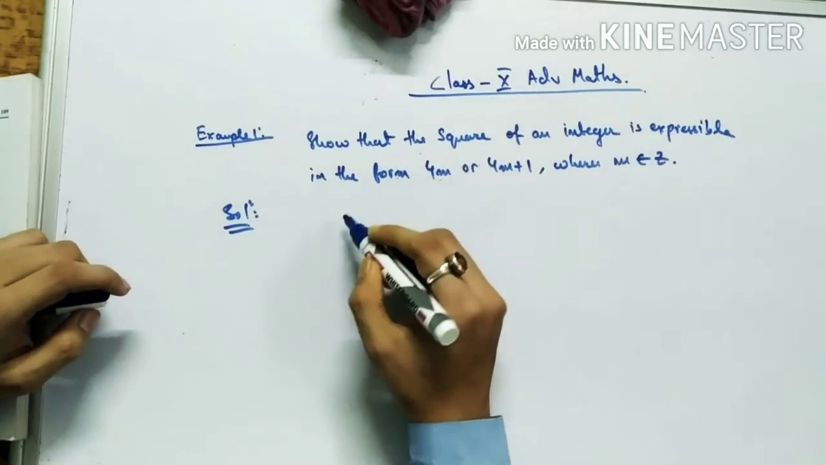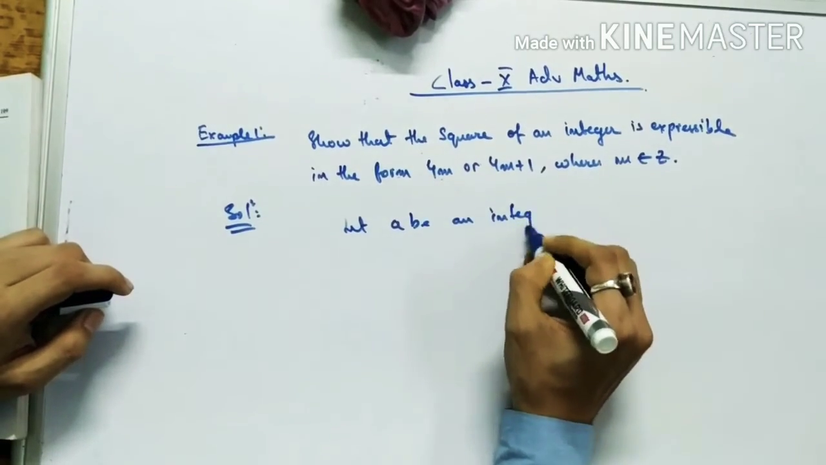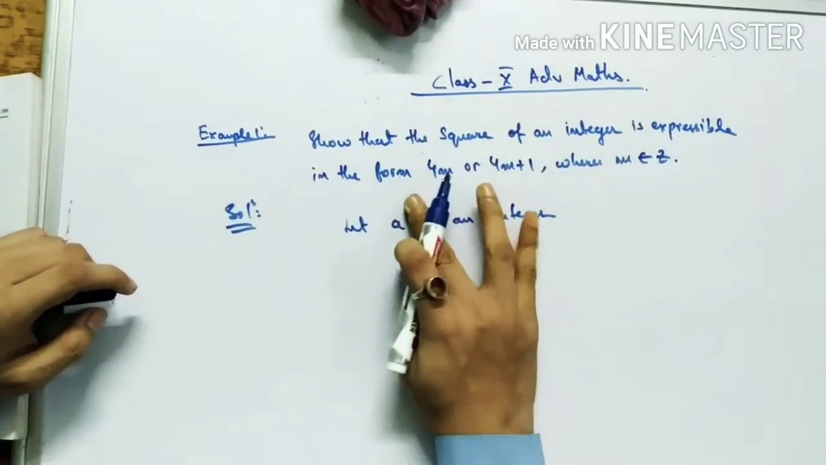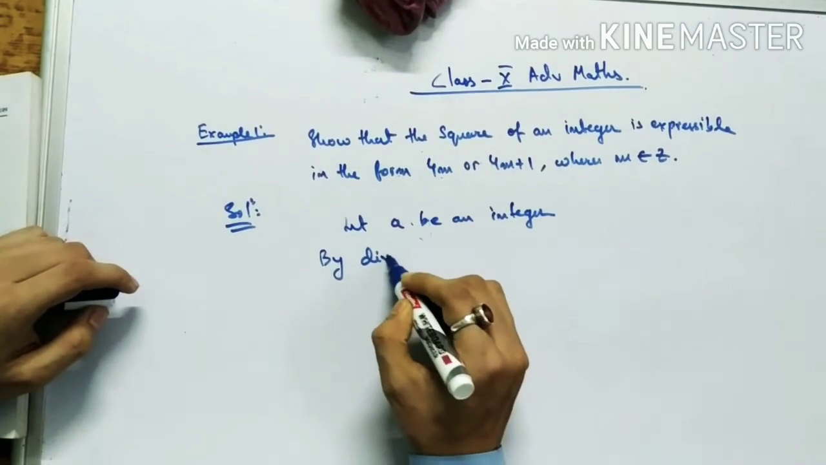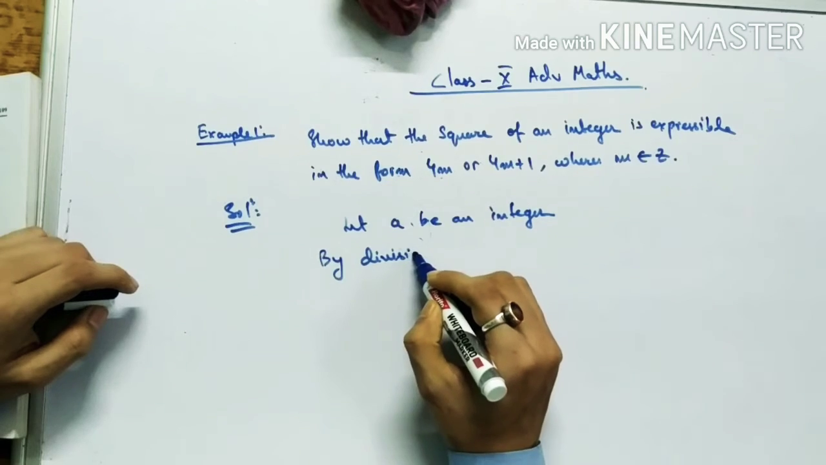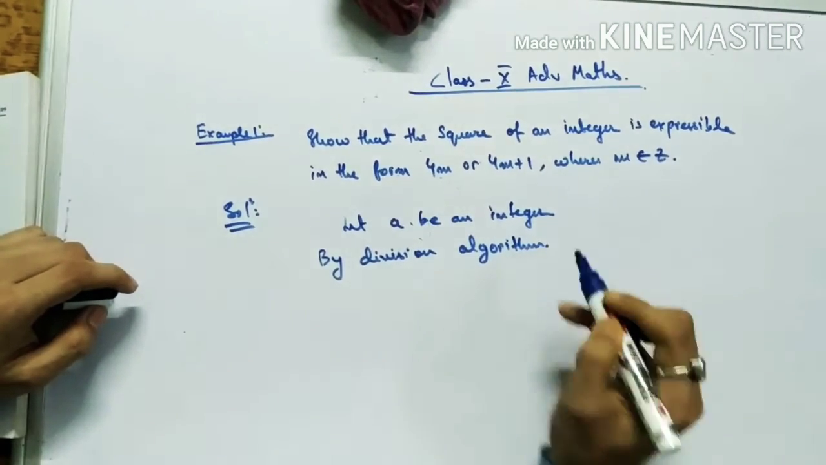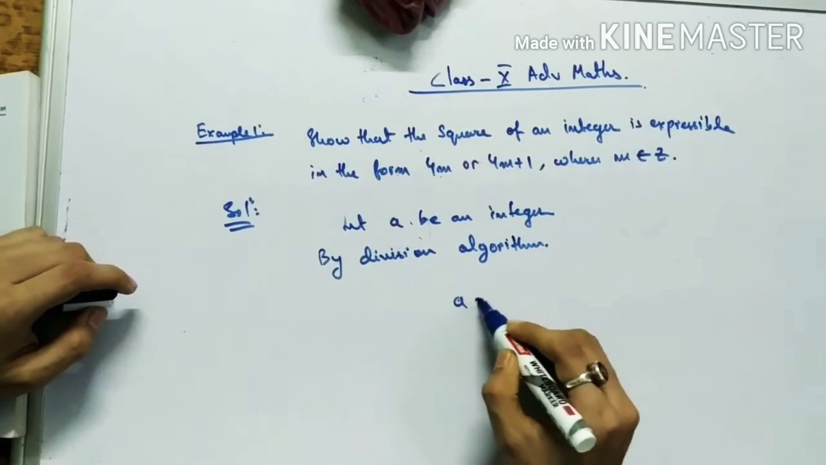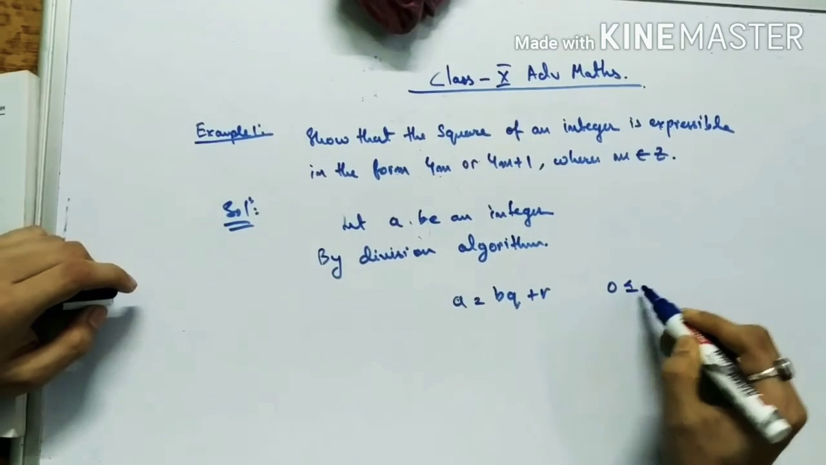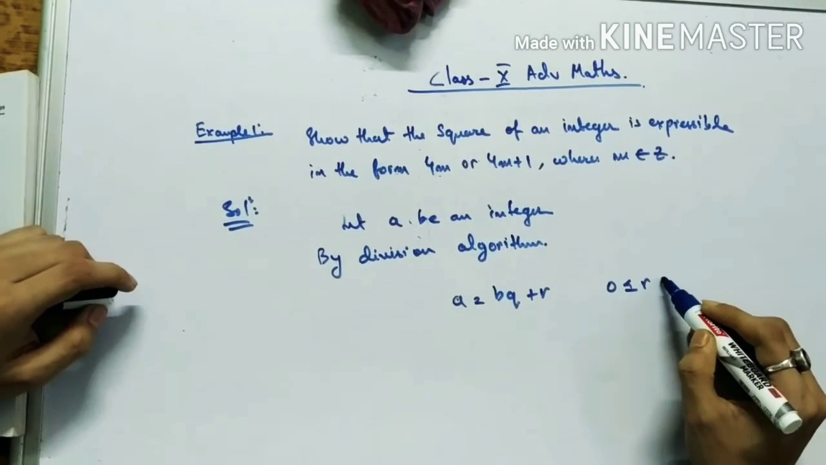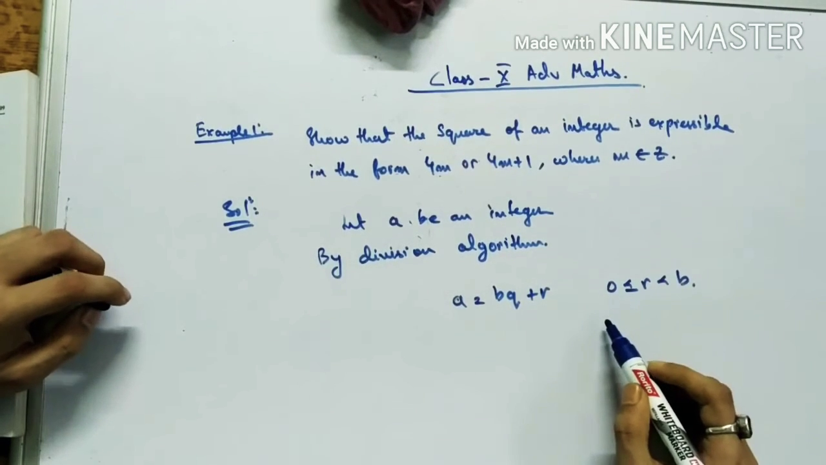Okay, so I will take that, let a be an integer. So by division algorithm, a is equal to bq plus r, where r is greater than or equal to 0 and less than b.